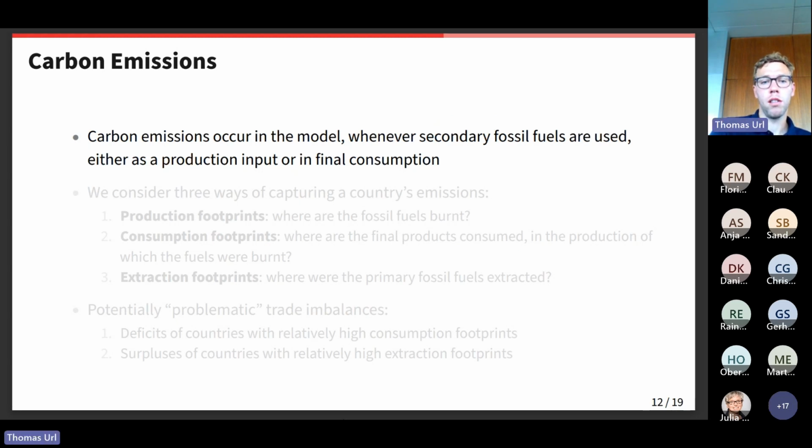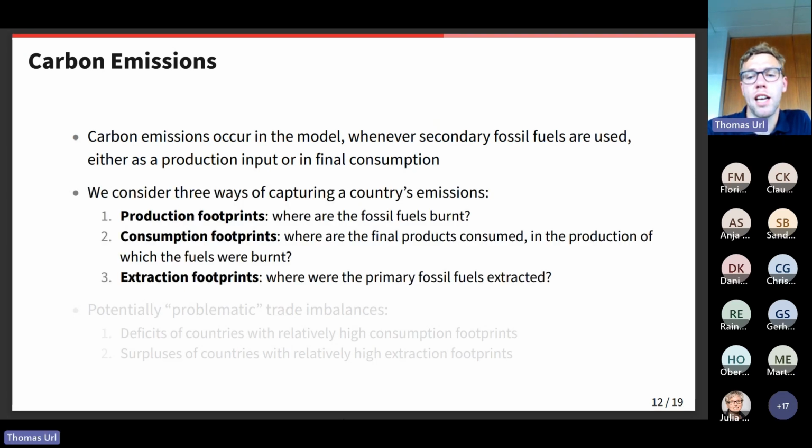So carbon emissions in the model occur whenever secondary fossil fuels are used, either as a production input or for final consumption. So either it is used to produce goods or to drive a car. We consider three ways of capturing a country's emissions. First is the production footprint. So where are the fossil fuels burned? The second one is the consumption footprint. Where are the goods consumed and what carbon emissions are embodied in these goods? And the third is the extraction footprint. So where are the primary fossil fuels being extracted?